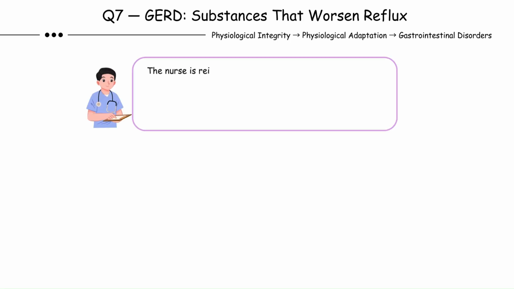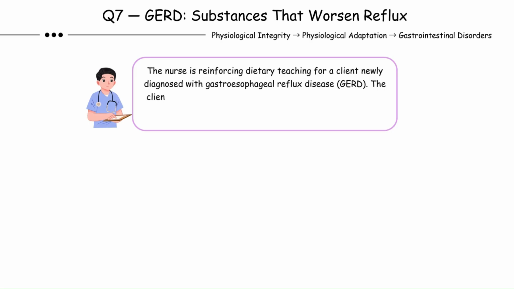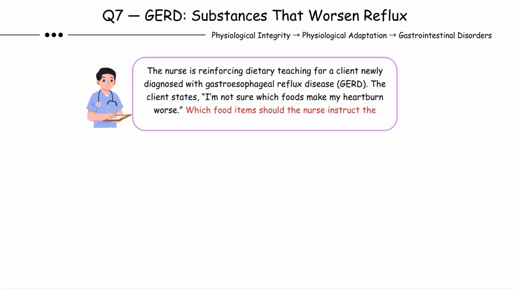Question 7. GERD. Substances that worsen reflux. The nurse is reinforcing dietary teaching for a client who has just been diagnosed with gastroesophageal reflux disease, or GERD. The client says, "I'm not sure which foods make my heartburn worse." Which food items should the nurse instruct the client to avoid? Select all that apply.